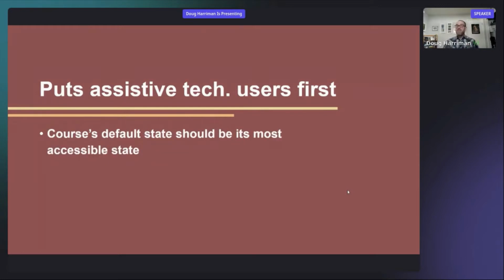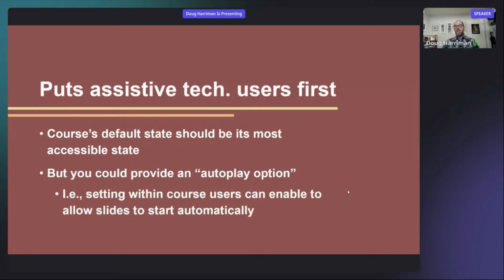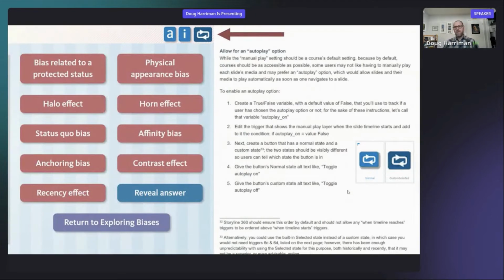We do, however, have this fundamental accessibility principle that we think that courses' default states should be their most accessible state. So while we do want our courses to start with this manual play setting by default, you absolutely can, and we absolutely endorse the idea of providing an autoplay option, or at least the equivalent with this setting. It's a setting within the course that users can enable that would allow slides to start automatically. So you'll see in my course, I've got this autoplay button. You can toggle it on. It's going to prevent that manual play layer from popping up. And again, that is detailed in full in the Storyline techniques section. And there are lots of ways you can do similar things within your courses.